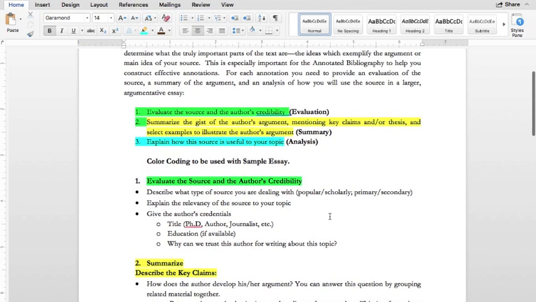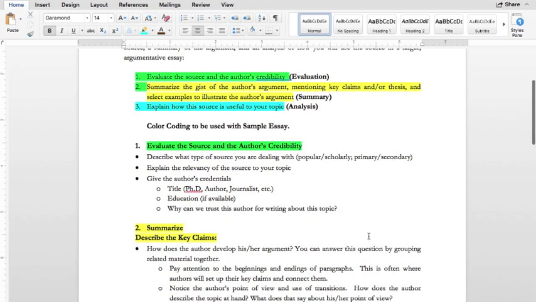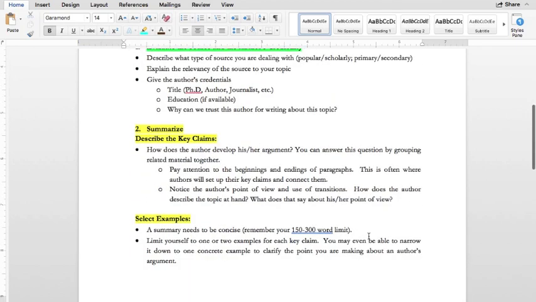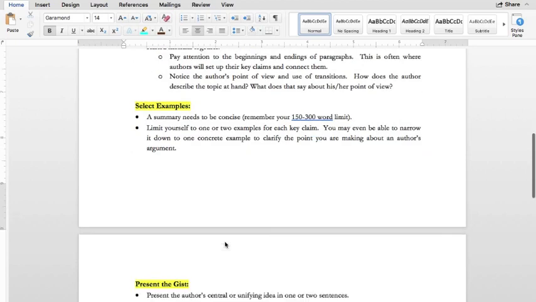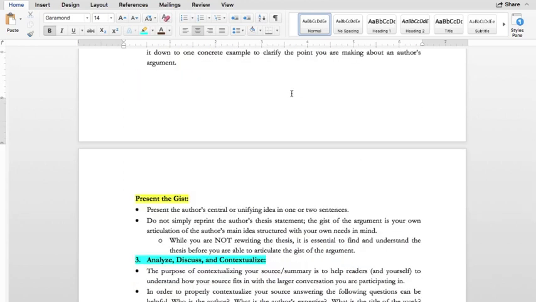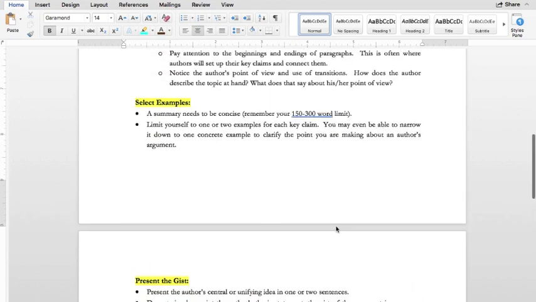Summary, exactly what we know summary to be. You're just taking the gist of the author's argument, discussing any key claims or specific quotes that you can pull out that might work for your future paper, and any thesis statements or key claims that the author's making throughout there. And I have a little bit more specific aspect here. Don't worry so much about this word limit thing. That's for different types of summary. But essentially, 150 to 300 words for the whole annotation here.